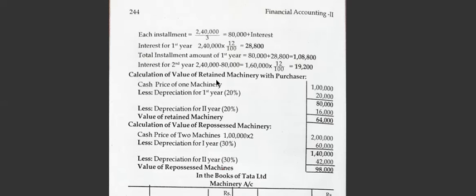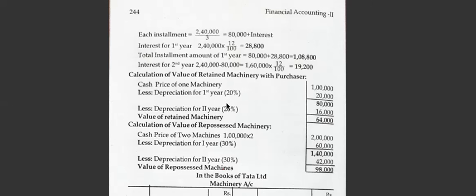Now calculate the value of retained machinery and the value of repossessed machinery. Retained machinery, how many machines were retained? Only one machinery was retained. So cash price of one machinery is 1 lakh less depreciation. We have to take Tata Limited's depreciation value, it is 20%. The Nissan it is 30%. So two depreciation values, don't confuse them. When it is a retained machinery, you have to take with whom it is retained. It is retained with the Tata.